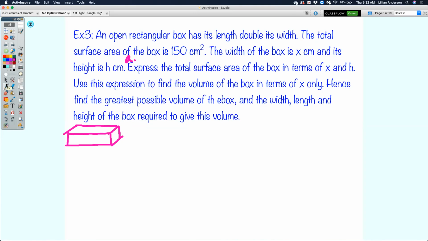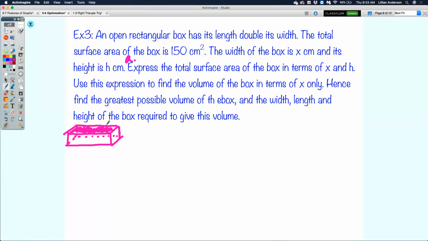And it's open. How is that going to affect anything, it being open? Why do we need to know that information? Because we're not going to consider the top part of the area. Exactly. So we're not even going to consider this a part of the area. It won't affect the volume any, but it's definitely going to affect the area, okay?